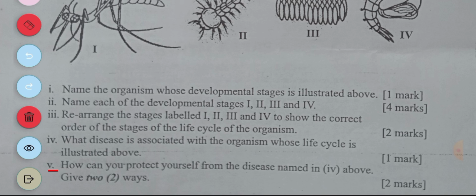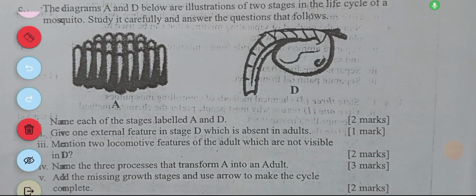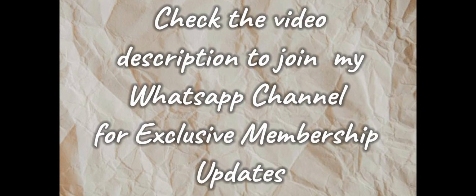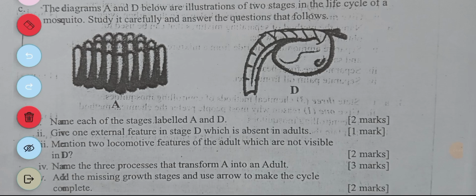So we have another question here. The diagrams A and D below are illustrations of 2 stages in the life cycle of a mosquito. Study it carefully and answer the questions that follow. So we are asked to name A and D. A is for the eggs and D represents the pupa.